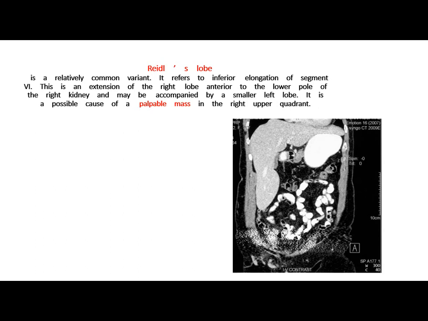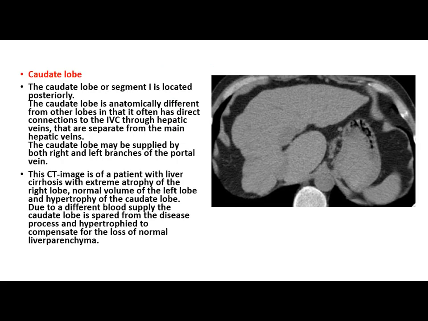A few points about the caudate lobe before I move to the segments of the liver. The caudate lobe is segment 1, located posteriorly.